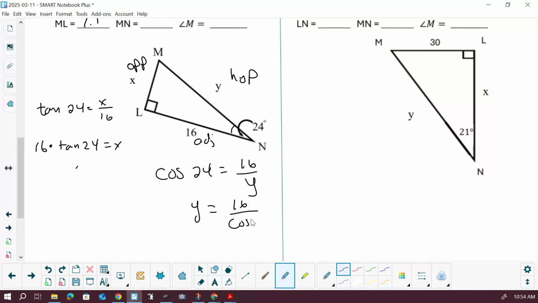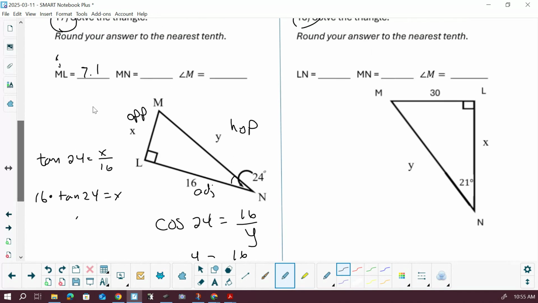16 over cosine 24. Okay. And so we do 16 divided by cosine 24. And we get 17.51 or 17.5. So that is the y. So we get 17.5.